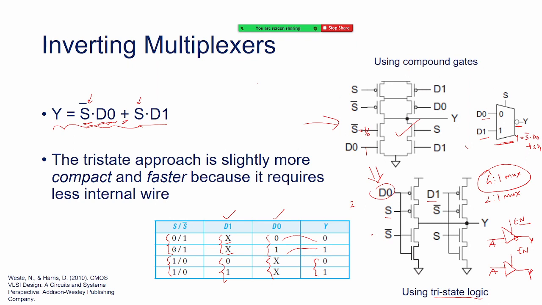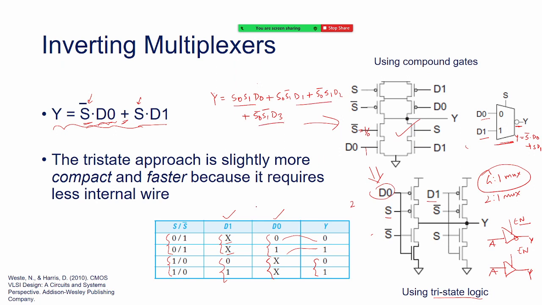Similarly, what about the 4 input one? Can we write y equals S1 bar S0 bar D0, then or S1 bar S0 D1, or S1 S0 bar D2, or S1 S0 D3. So this is the logic function, right?